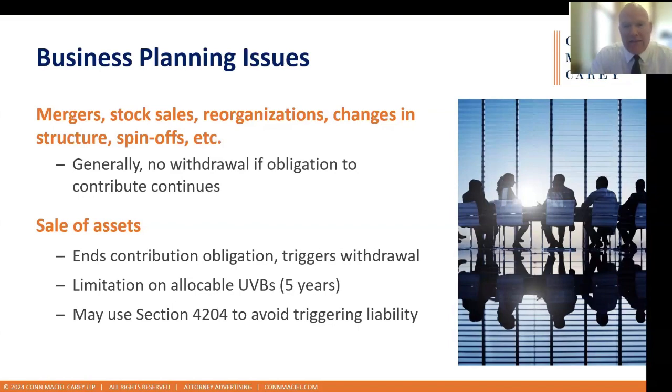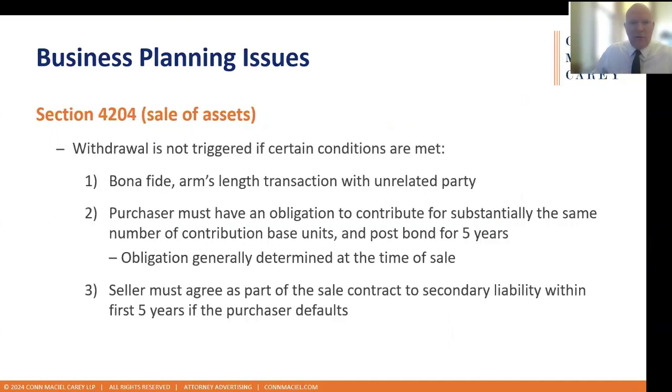However, a sale of assets, which is a very common way to transfer a business, will trigger a withdrawal unless you comply with what's known as Section 4204 of ERISA, which is part of the Multi-Employer Pension Plan Amendments Act. There are a few I's that must be dotted and T's that must be crossed in that instance. And we'll talk about those here.